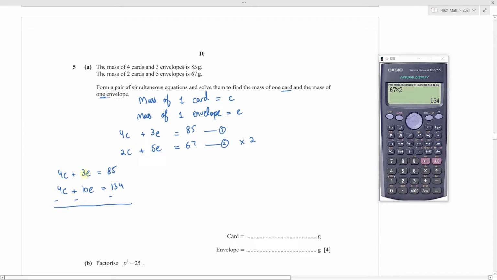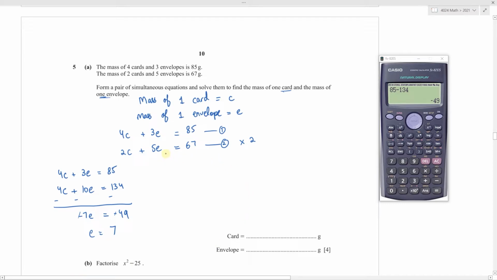Now since I'm subtracting, all of these signs will be flipped. 4C minus 4C is 0. 3 minus 10 will be minus 7E equals to 85 minus 134, which is minus 49. Minus and minus cancel out. E will be equal to 7.